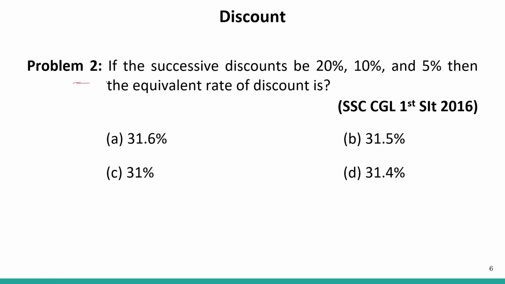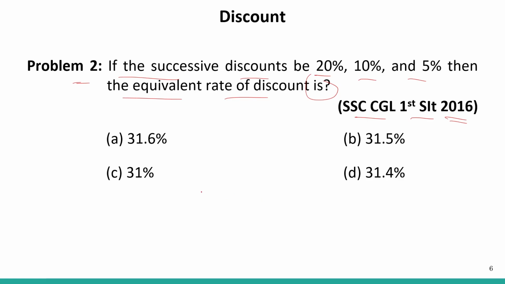So let's see problem number 2. If the successive discounts are 20, 10 and 5%, then the equivalent rate of discount is what? This question appeared in the SSC CGL first sitting 2016 paper. Option A is 31.6%, option B is 31.5, option C is 31, and option D is 31.4. Let's see which among these four is the correct one.